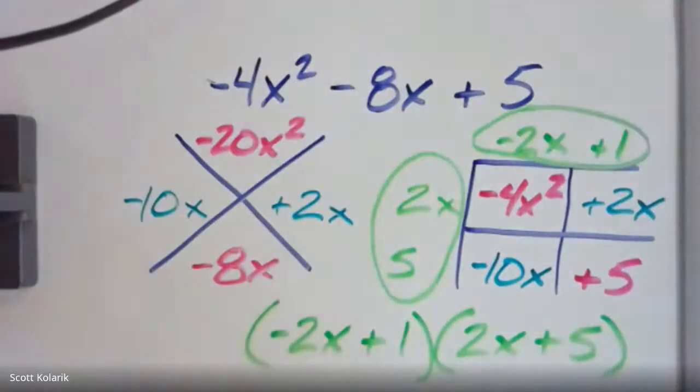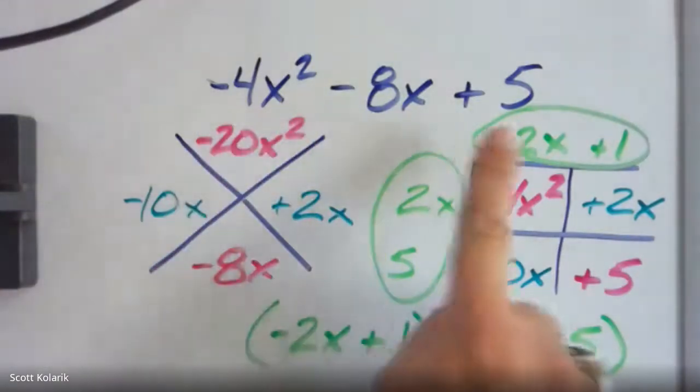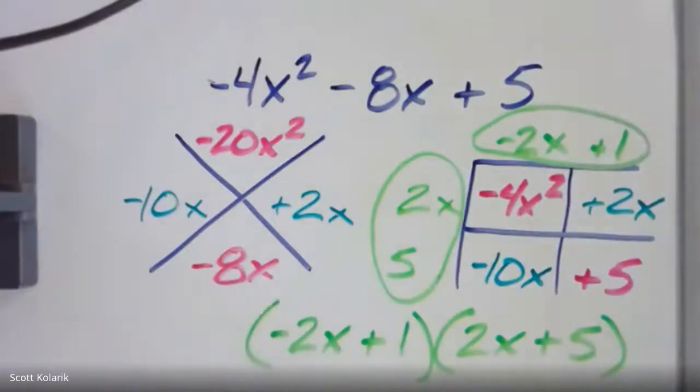If I so chose to, I could distribute and collect like terms in this binomial multiplication, and I get right back here to where I started, meaning that I did the work correctly. All right, thus ends the lesson. I'm going to stop recording.